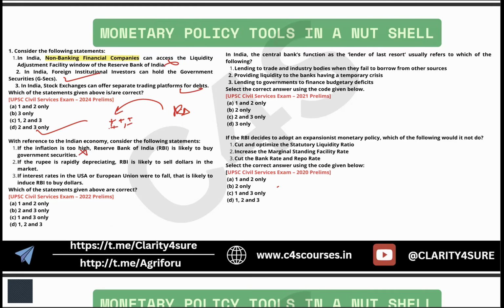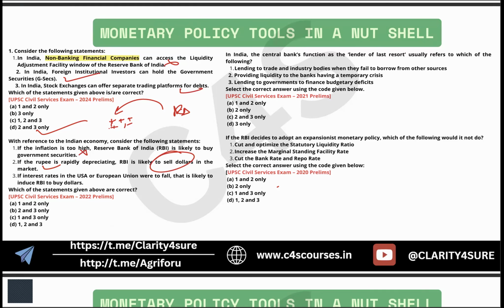If the rupee is rapidly depreciating, RBI is likely to sell dollars. Yes, if the rupee is depreciating, RBI will like to sell dollars because it has to make the position of the rupee stronger. The Indian rupee is depreciating because supply is more and demand is less. So we need to increase its demand. How can we increase its demand? When we sell the dollars, what will happen? Obviously, we will have more rupees, right? So it will increase its demand. So this statement is right.